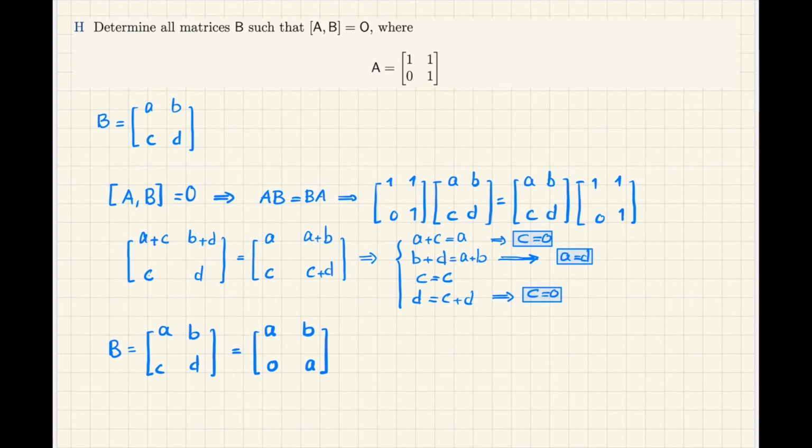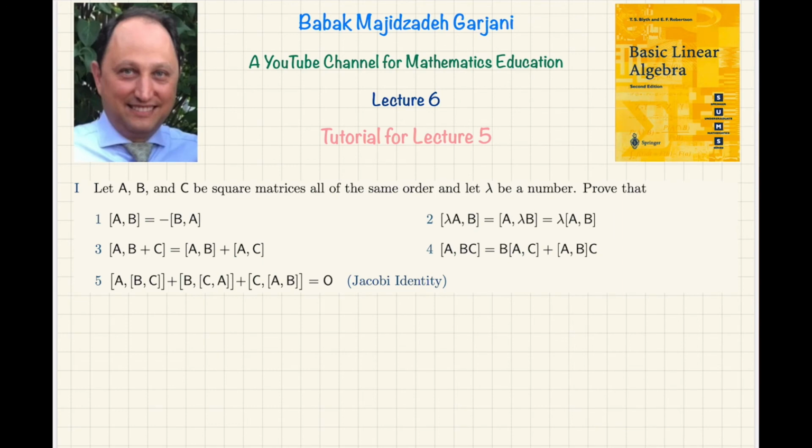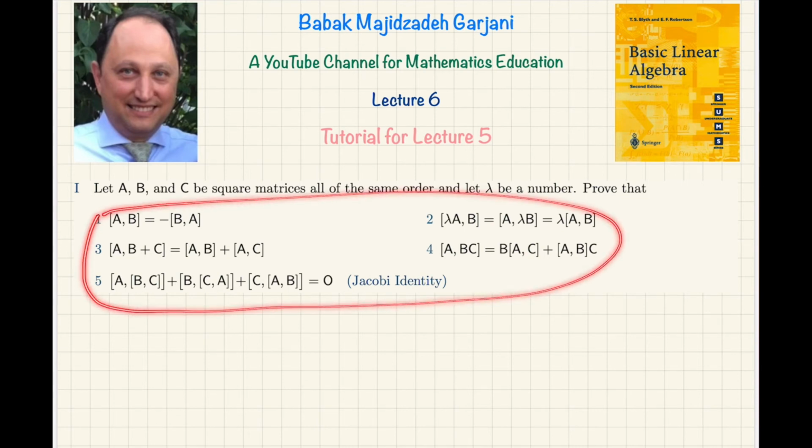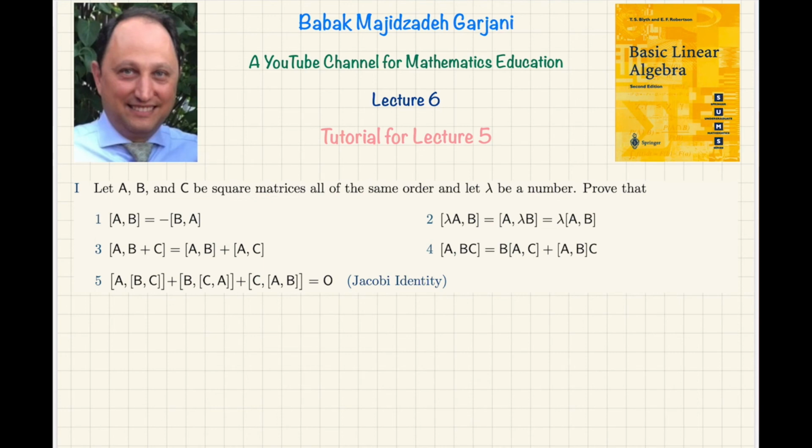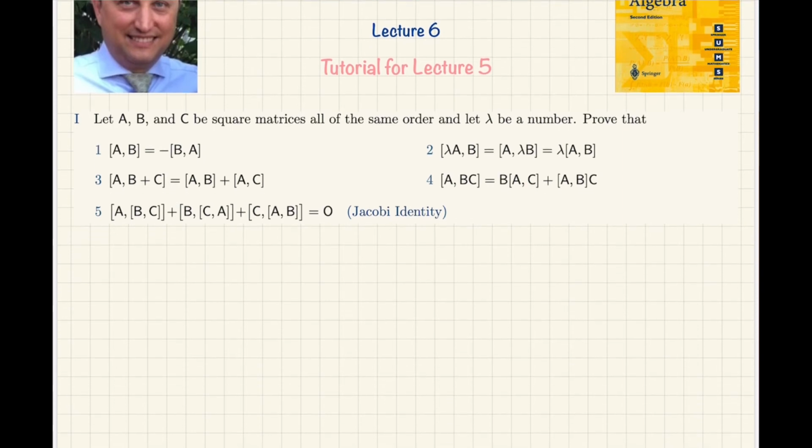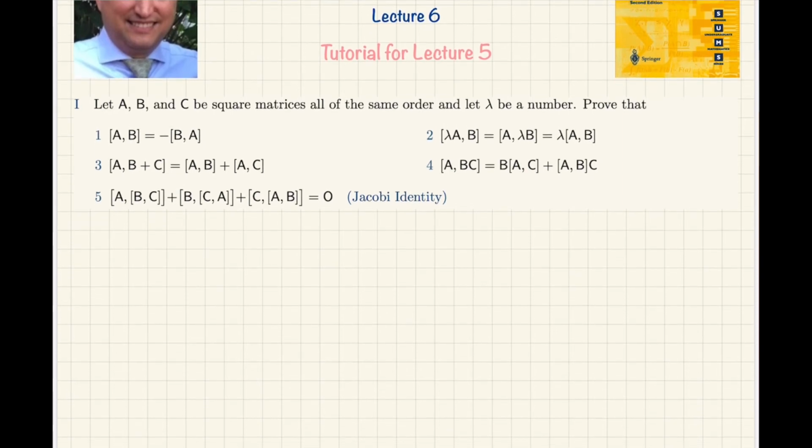Now let us solve another problem. Okay, let us solve the next problem, problem I. Let A, B, and C be square matrices, all of the same order, and let lambda be a number. Prove that, I want to prove these relations among different commutators. Okay, so the first one and the second one are very simple, so let me start with number 3.